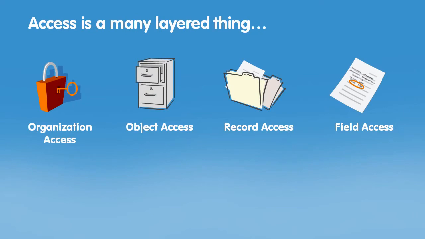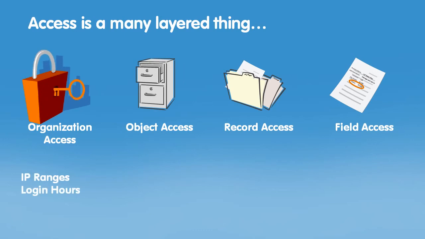There are several layers of access control that determine who sees what in your Salesforce organization. First, users need access to the organization itself. As the administrator, you provide this by creating and activating users and allowing them to log in from set IP ranges during hours that you define.